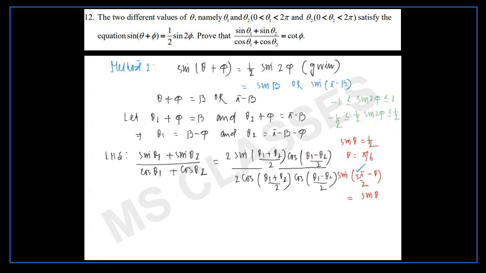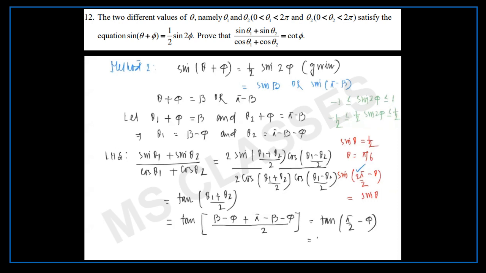We are left with tan theta 1 plus theta 2 by 2. Now that gives us tan of, we know the formula and its value, b minus phi plus pi minus b minus phi by 2. And this gives us tan pi by 2 minus phi. So that is cot phi. Hence proved.